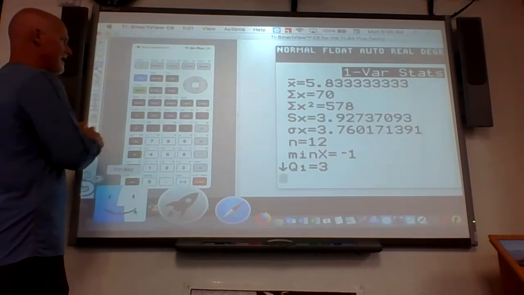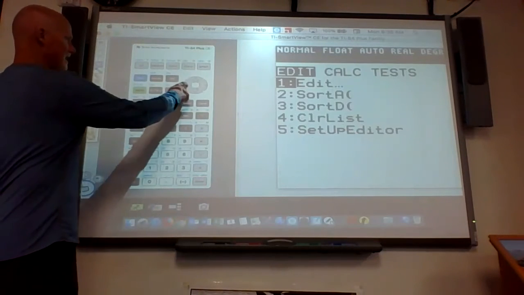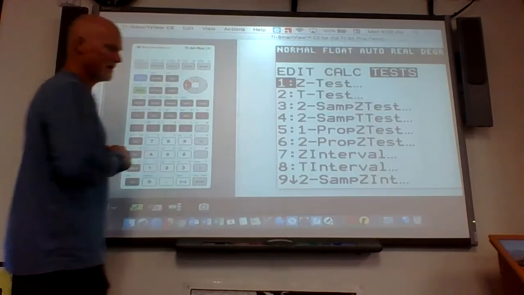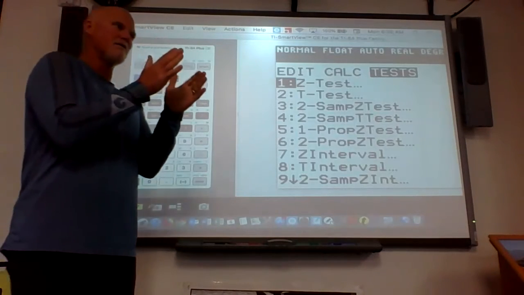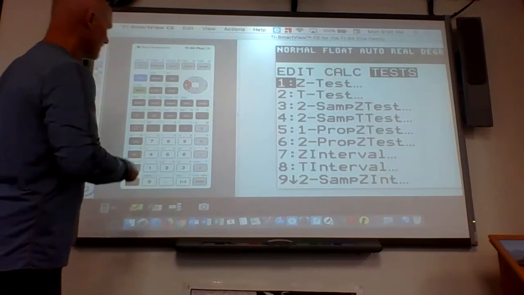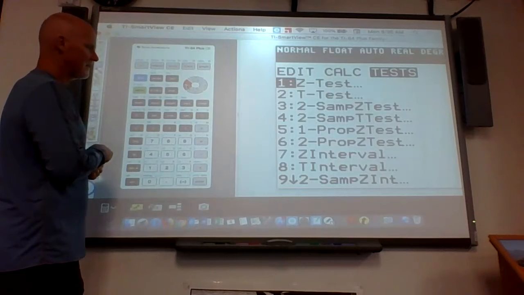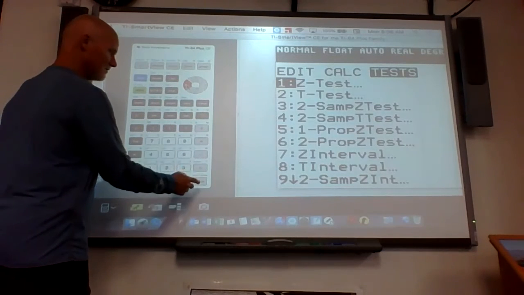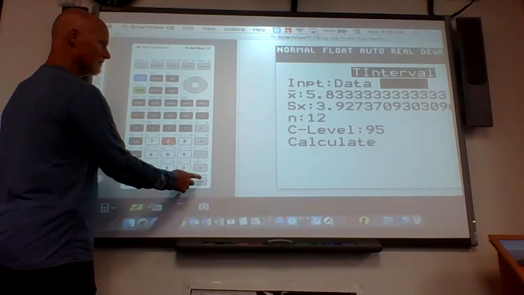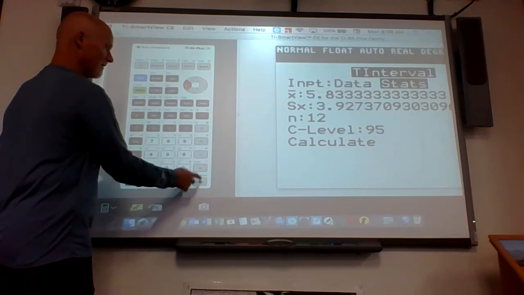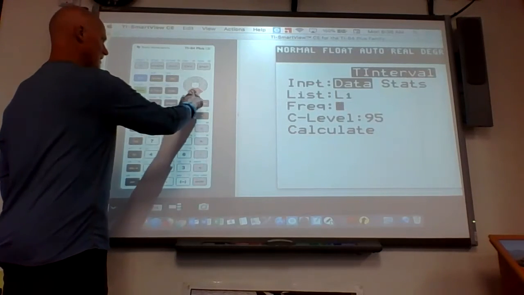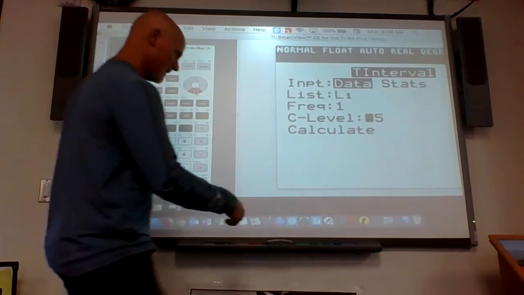Since I have the data entered, I'm going to go to stat and then over to tests. And again, it's a T interval, number 8. Because remember, it's paired data, but we've taken the paired data and shrunk it to one set of data, and we have that already stored in the calculator. I'm going to go to the T interval, and then I'm going to go to data. It comes from list 1. Frequency will always be 1.